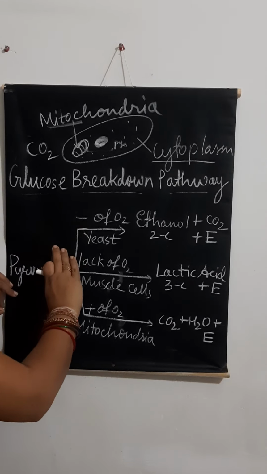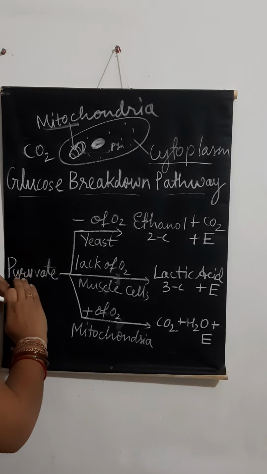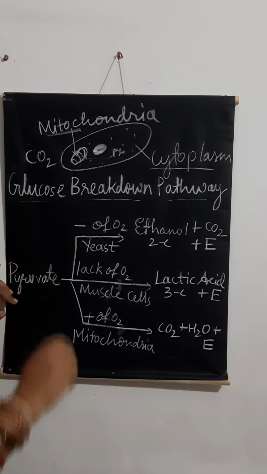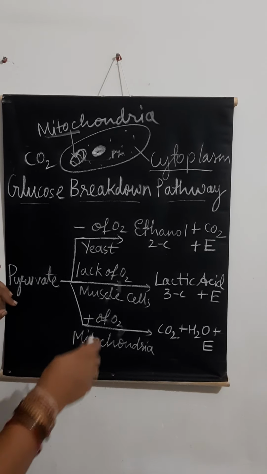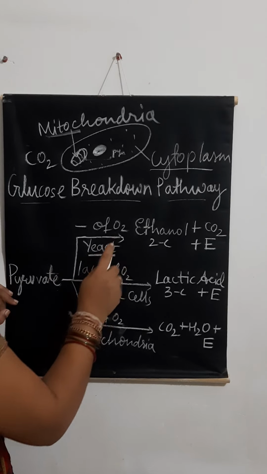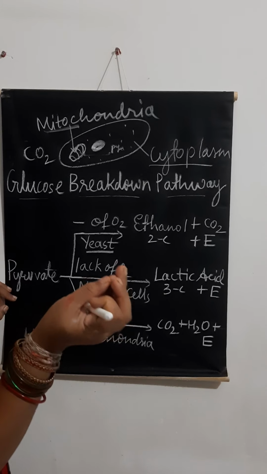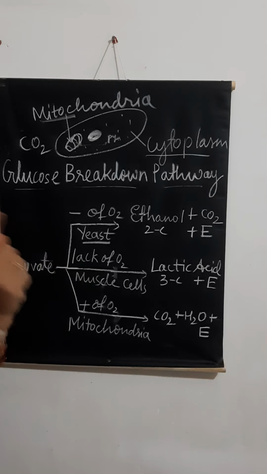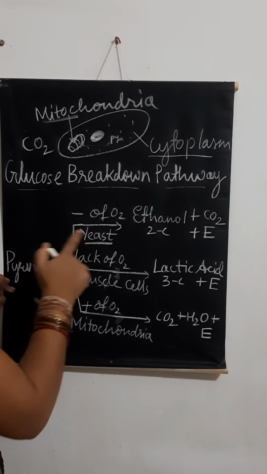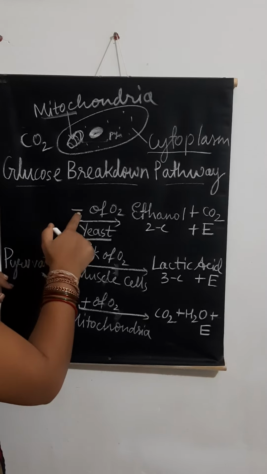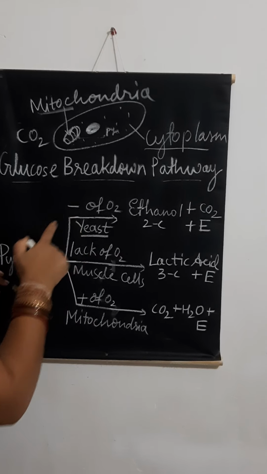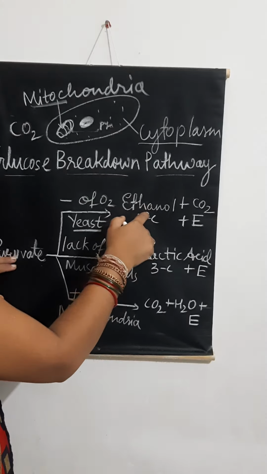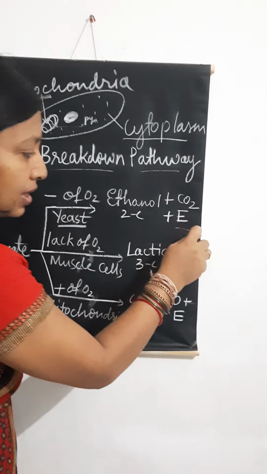Depending upon the presence or absence of oxygen, the pyruvate is broken down into different compounds in different kinds of organisms. For example, in anaerobic organisms such as yeast, even Clostridium bacteria is anaerobic, or Rhizobium bacteria which fixes nitrogen, that is also anaerobic. In all those kinds of anaerobic organisms where oxygen is not used for respiration, this pyruvate is broken down to form ethanol, ethyl alcohol, plus carbon dioxide plus energy.